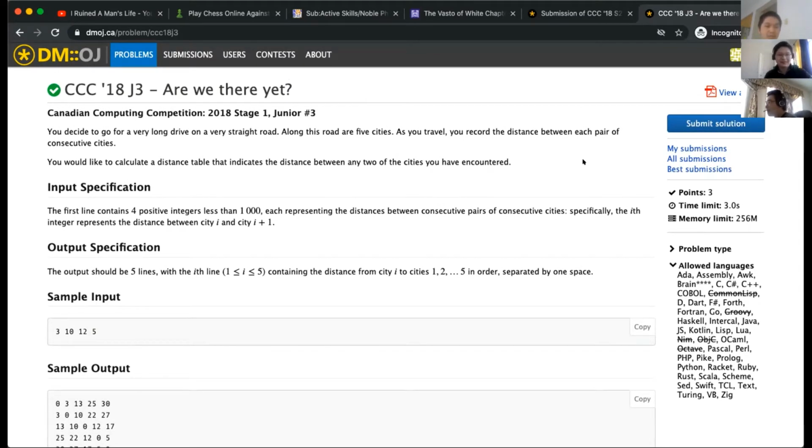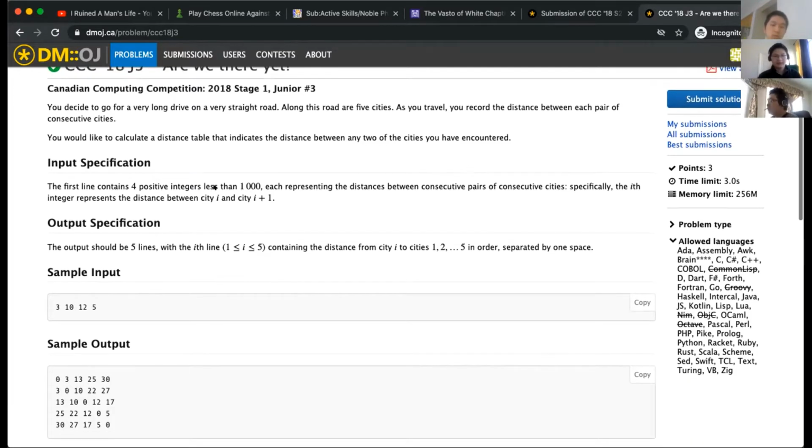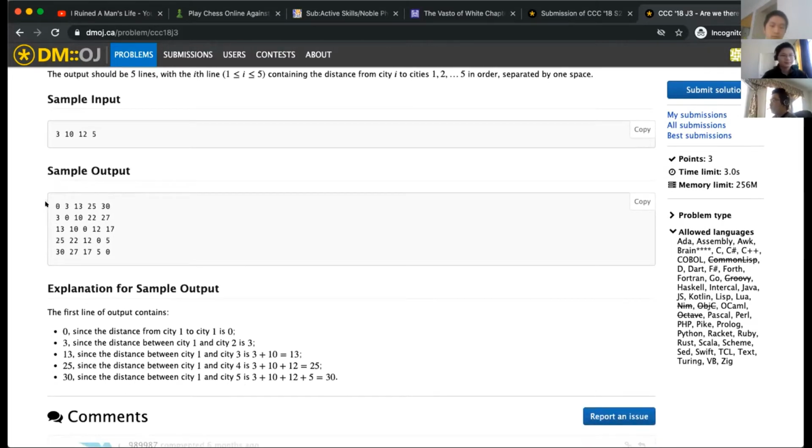Right, anyway, so I'm gonna read our problem. You decide to go on a very long trip on a very straight road. Along this road are 5 cities. As you travel, you record the distance between each pair of consecutive cities. Then you would like to calculate a distance table that indicates the distance between any 2 cities that you have encountered. And so we know that we have 4 distances between the first, second, and then as you continue, each less than 1,000. And then we want to make this table as shown here.